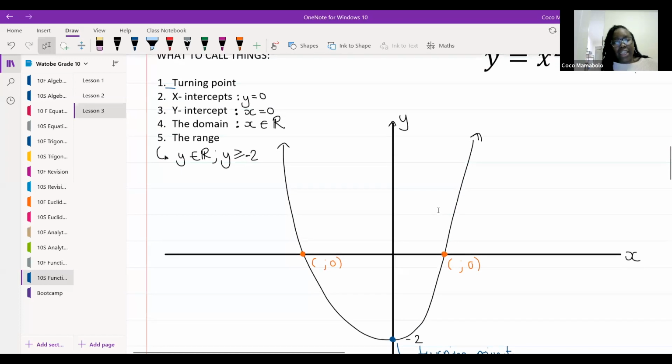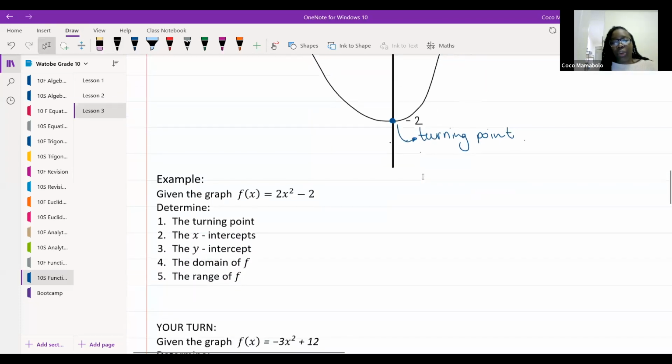All right, excellent. Now, I need us to remember all of this, guys: the turning point has a 0 for my x value, and wherever the graph of my y-intercept goes up to, which is -2. That's the turning point. Okay.